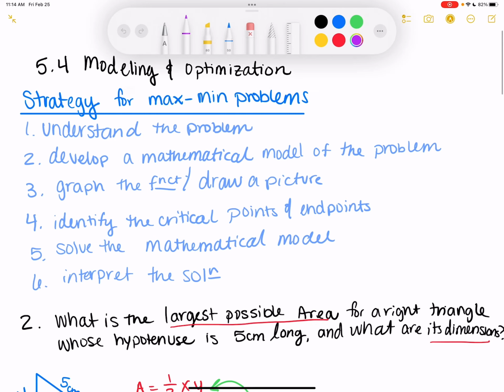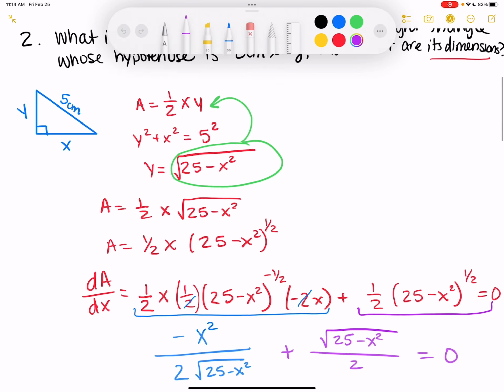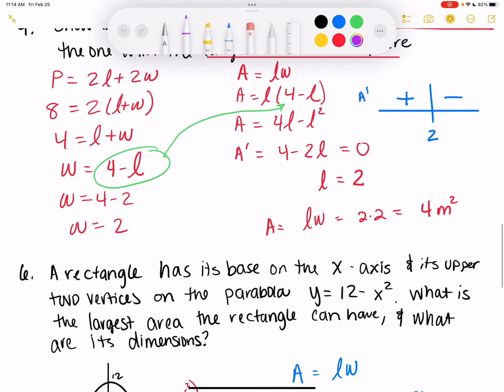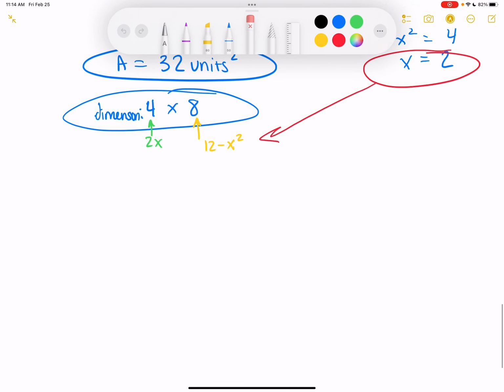All right, so we're doing modeling and optimization. We are on to number 10 now. These ones are getting to be a little longer, so I'm probably going to just write important information down instead of the entire problem, because they're paragraph problems now, and that just seems like a lot to write.